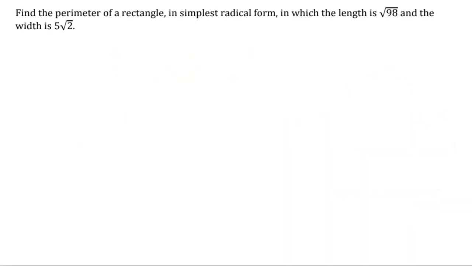Okay, so another problem. Find the perimeter. Again, we're talking about that word perimeter. Again, if you don't know what it is, go check out on the main page on our word wall. Find the perimeter of a rectangle in simplest radical form, there's that phrase again, in which the length is radical 98 and the width is 5 radical 2. Again, these words length and width relate to dimensions of a rectangle. How long is it? How wide is it?